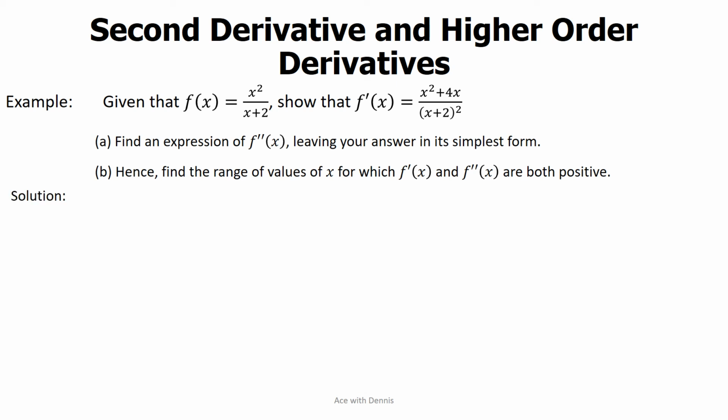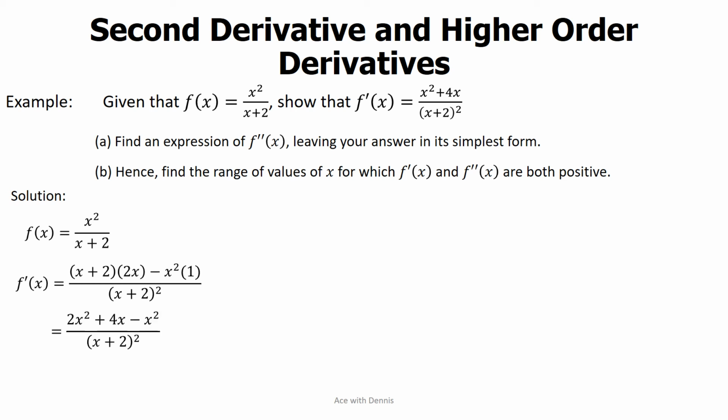Here's the solution. For the first part, to differentiate this function, we have to identify that this is a fraction. Hence, we can use the quotient rule. So f prime x will be (x plus 2)(2x) minus x squared times 1 over (x plus 2) squared. Then we expand the bracket, we get 2x squared plus 4x minus x squared over (x plus 2) squared. Simplify, we get x squared plus 4x over (x plus 2) squared. So we have proven that this answer is the same as the answer that they want us to show.